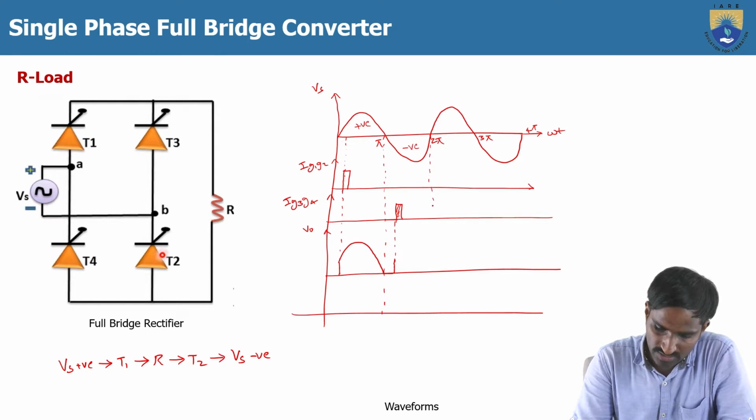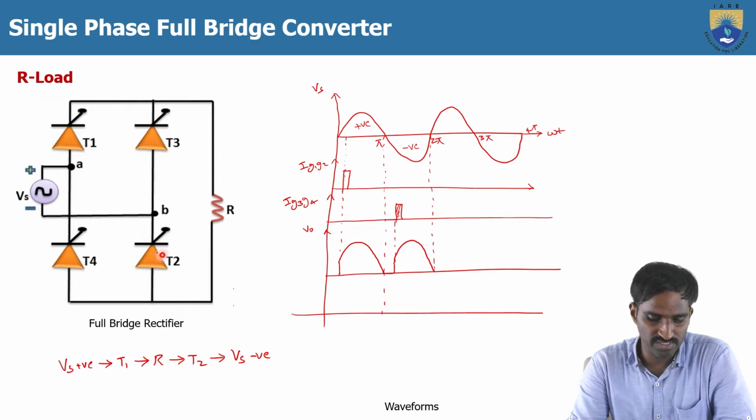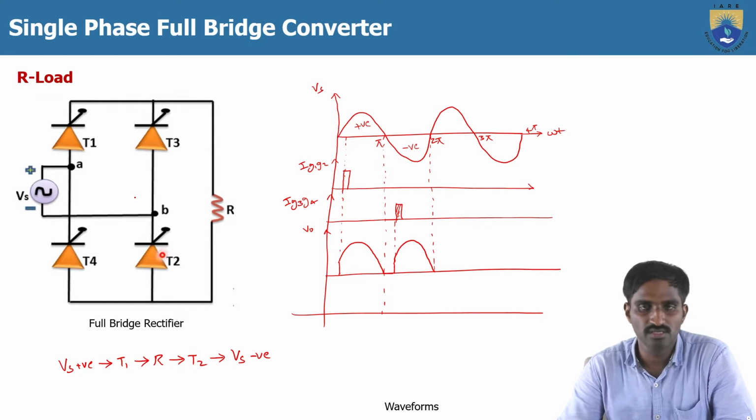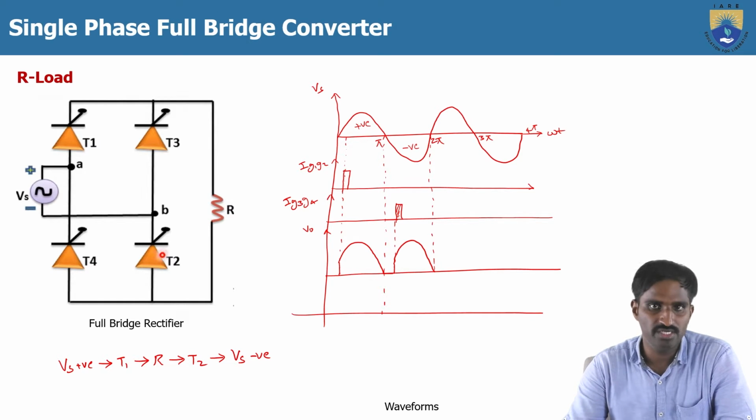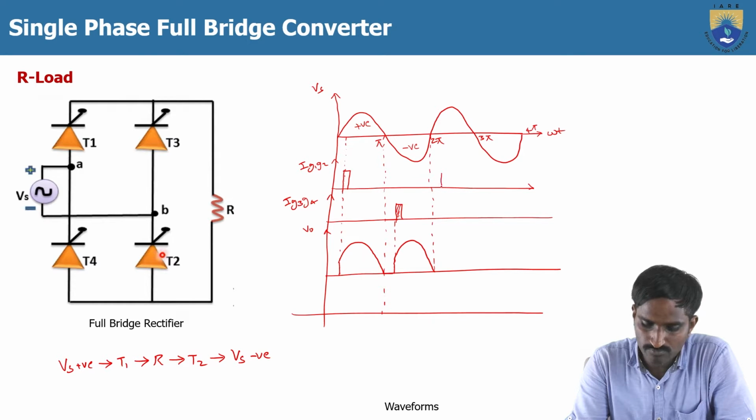Then the thyristor 3 will get turned on up to 2 pi. Because again after 2 pi, the voltage will get into the positive cycle, which means again the reverse biased voltage is applied across the thyristors T3 and T4, so that T3 and T4 will get turned off. Already the thyristors T1 and T2 are in the off state. Then again you have to give the gate signal for the thyristors T1 and T2 after 2 pi plus alpha.